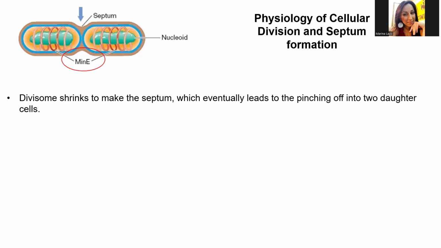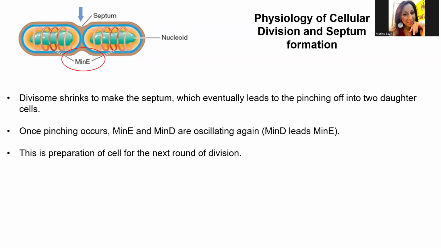Once pinching occurs, now you have two daughter cells, and now MinE and MinD can start their oscillation dancing again. Why? Because then you have a new round of division, because now those two daughter cells, each of them will divide in two, and you will have four of them.